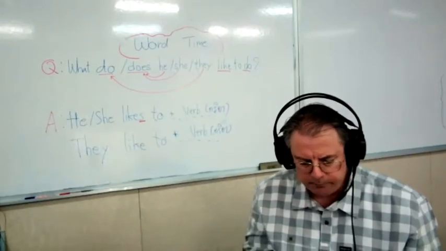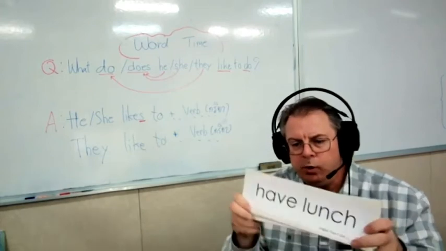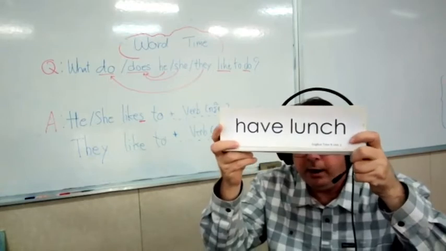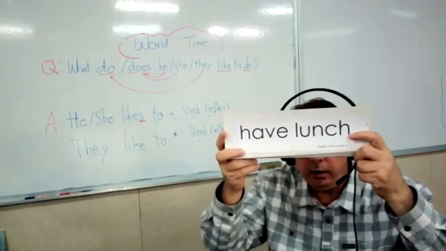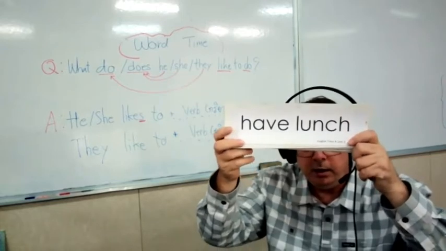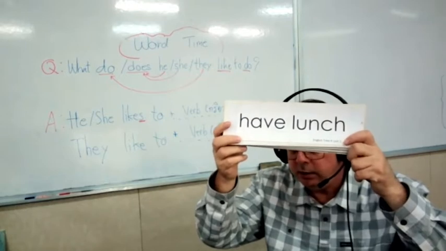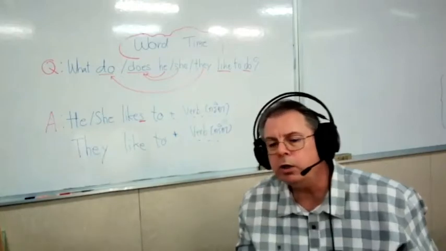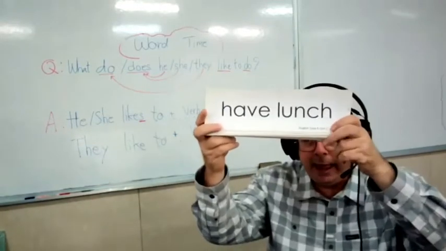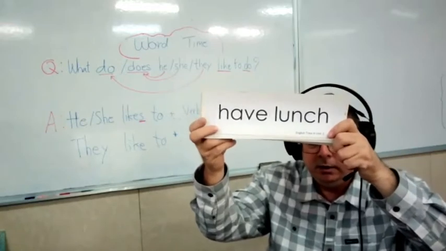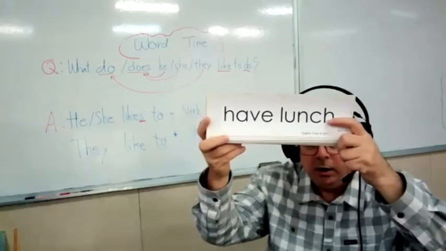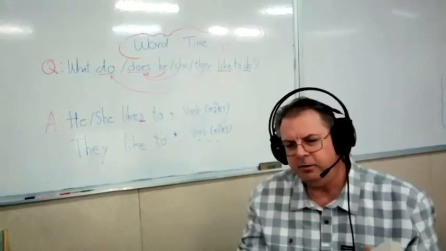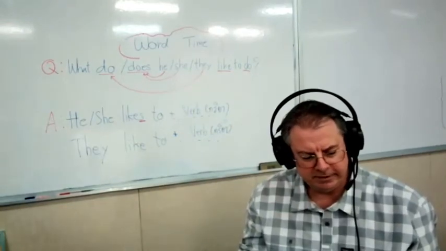Let's see what you are going to do when it's noon. What will you do at noon? Ayon, what will you do? No, Ayon, not here. Author. What will you do at noon? Okay, you like to have lunch at noon. Yeah, he was perfect.